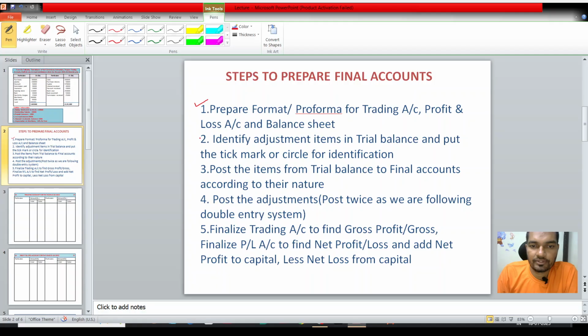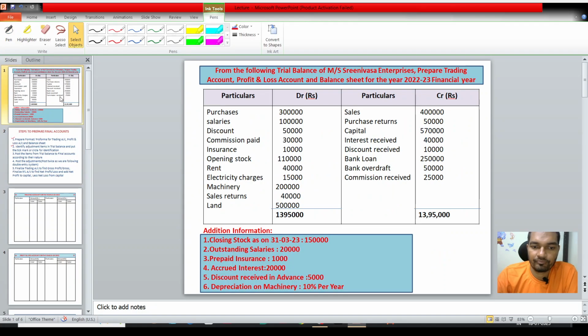The second step is we need to identify the adjustment items which are given in the problem under the trial balance table, and we need to put the tick mark or circle those adjustments for identification purpose. So these are the additional information or adjustments. We need to identify these adjustment items in the given sum, and put the tick mark or circle these items for identification.